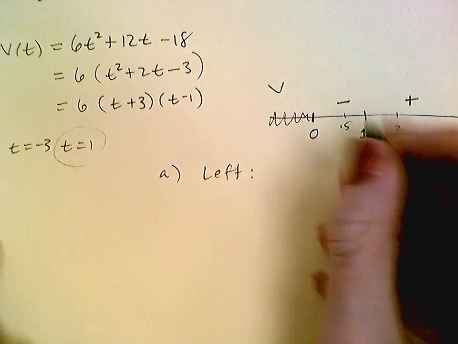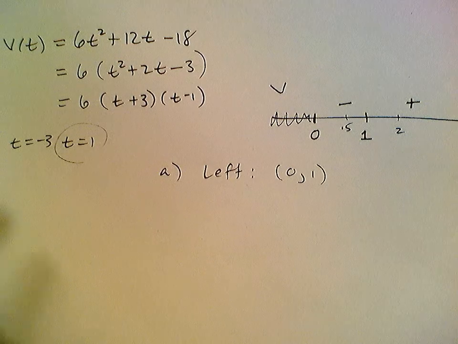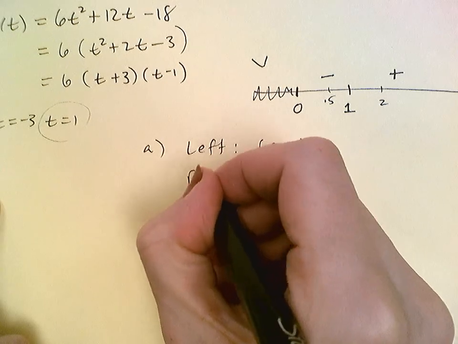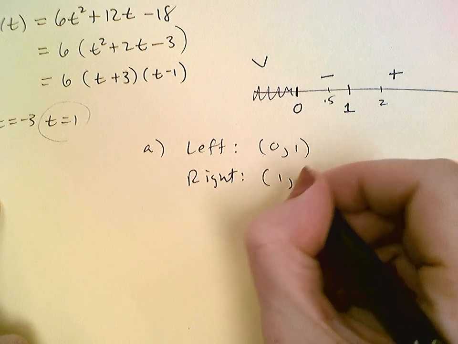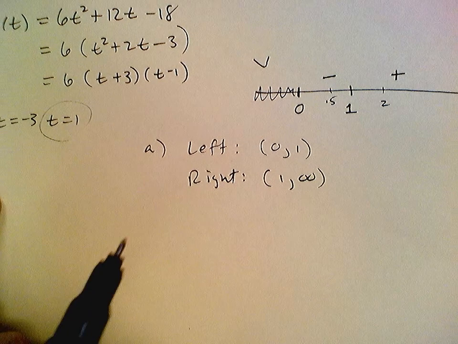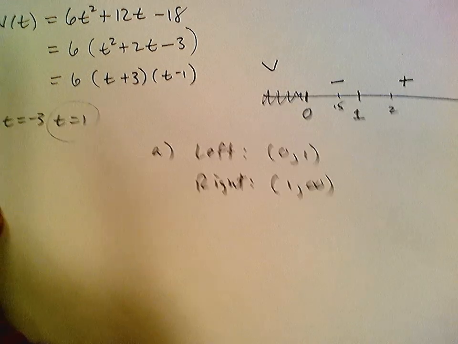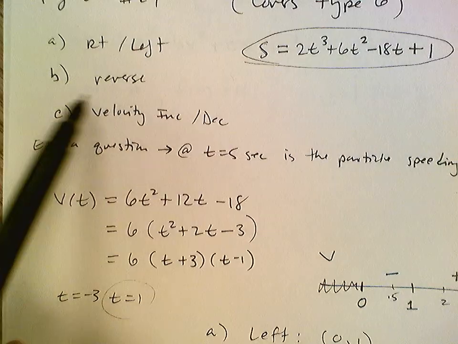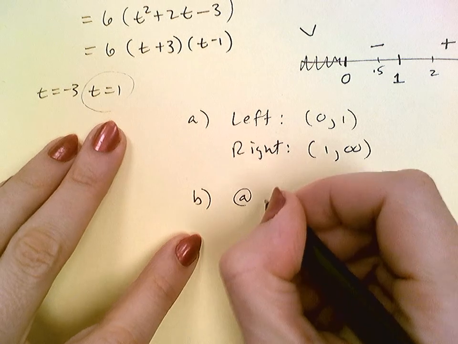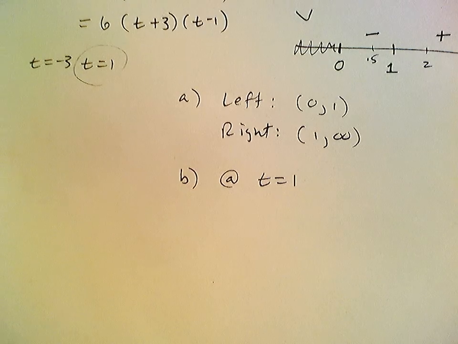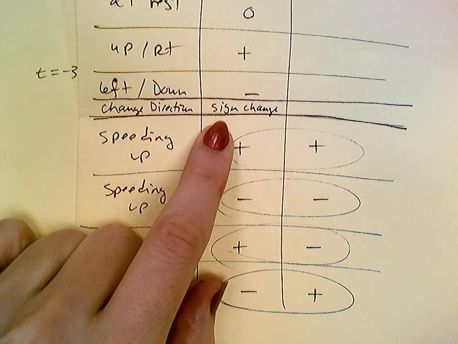All right? So that means for part A that the particle is moving left from time 0 to 1. And then it's moving right from 1 to infinity. Okay. And then they ask part B, where or when the particle reverses direction. So it would reverse direction at time t equals 1, because of the sign change, right? Because that's where we've got a sign change.